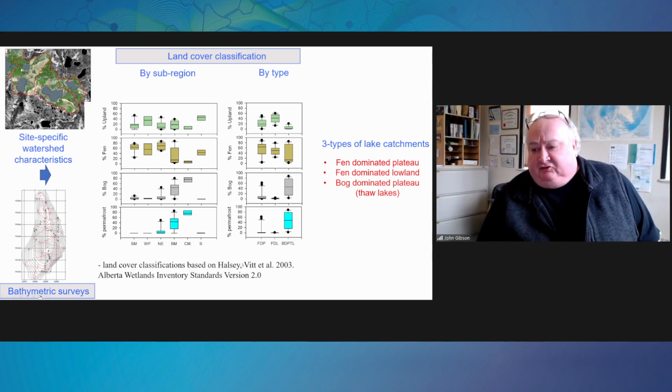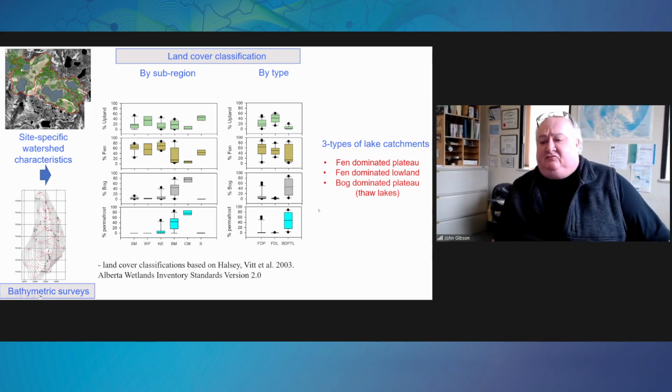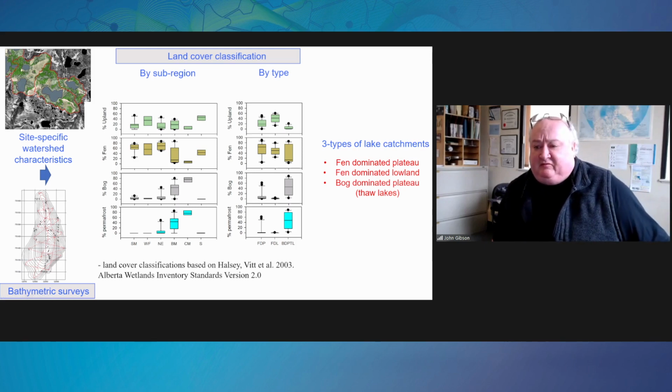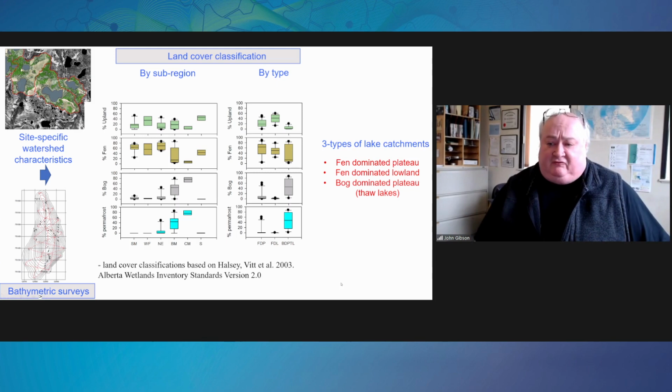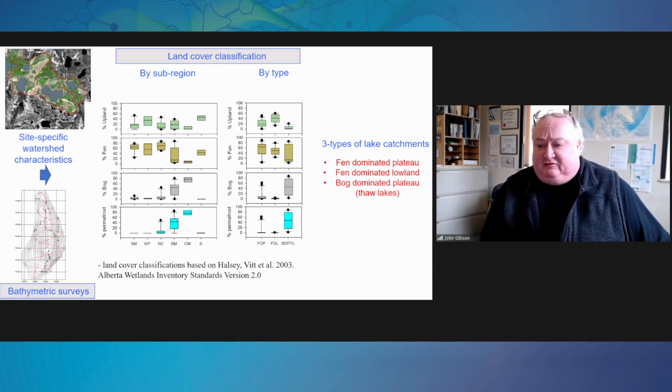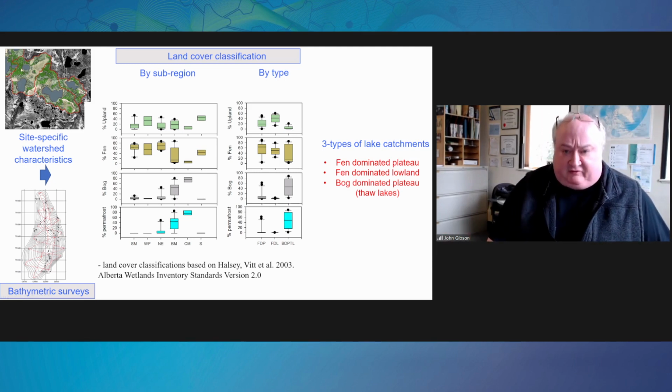If you organize them into different categories, we see 3 main types of lakes. We see fen-dominated lowland lakes, fen-dominated plateau lakes, and bog-dominated plateau lakes. Fens tend to have more groundwater influence, and bogs tend to have a lot less. What we see is that the fen-dominated plateaus seem to be areas where permafrost is already thawed, and the lowland fen-dominated lakes tend to be mostly permafrost-free.